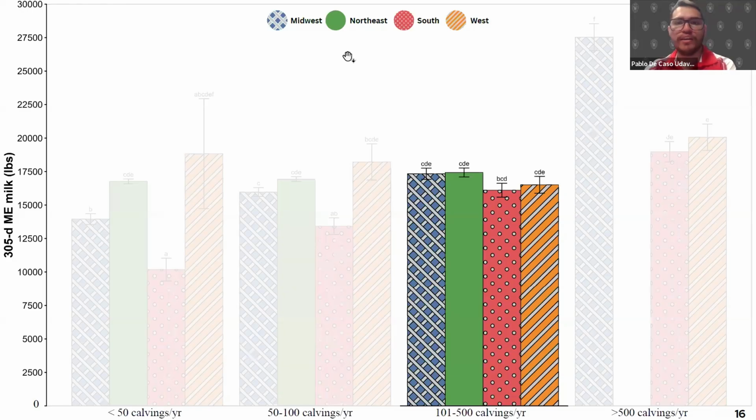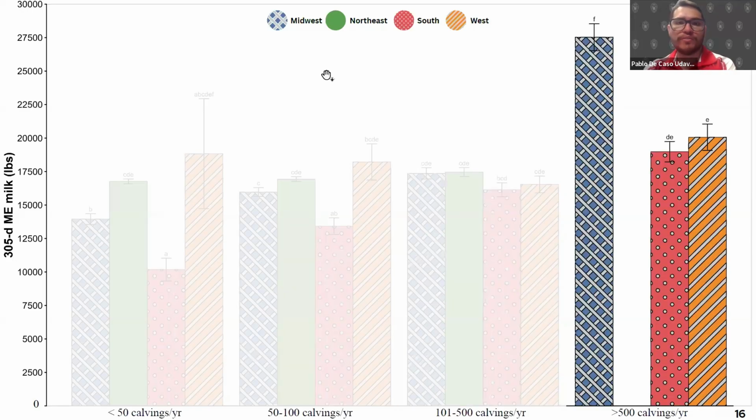And then lastly, we have the large calvings category, and we can clearly observe that there is a clear winner in here in the predictions of what's going to be the average of cows in that region. And we can see that there are clear differences between the Midwest and the West, for example, but the South and the West do not differ from each other.